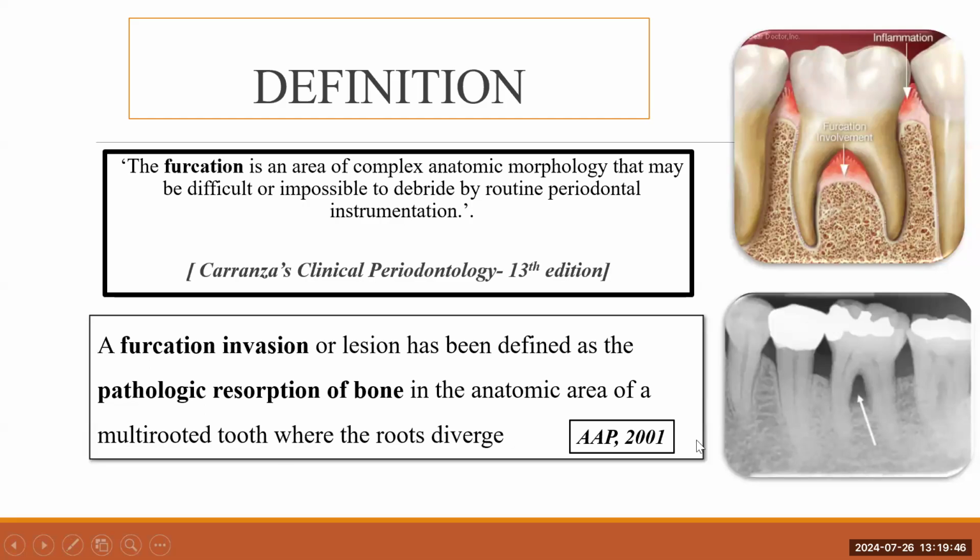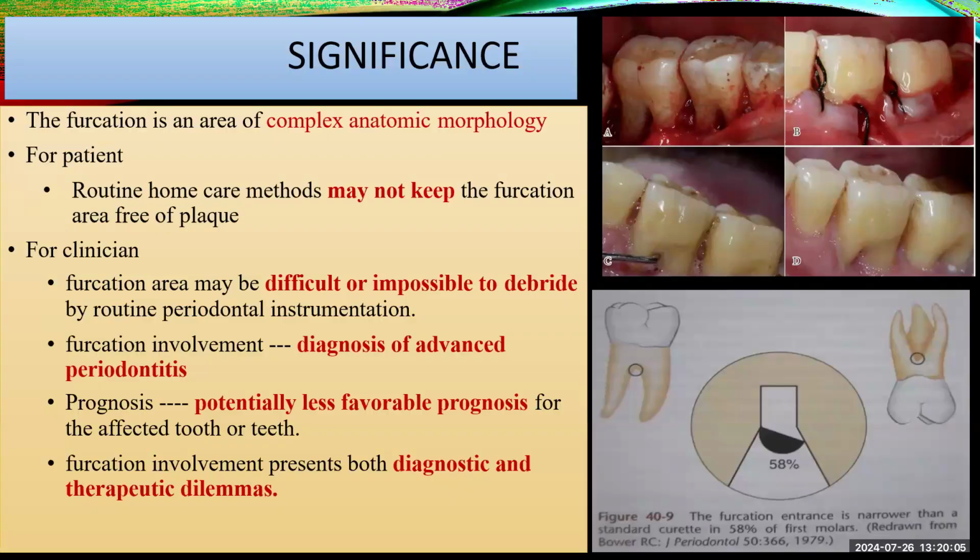So, moving on to the definition of furcation. Furcation is an area of complex anatomic morphology that may be difficult or impossible to debride by routine periodontal instrumentation. And furcation invasion is the pathologic resorption of bone in the anatomic area of a multi-rooted tooth where the roots diverge.